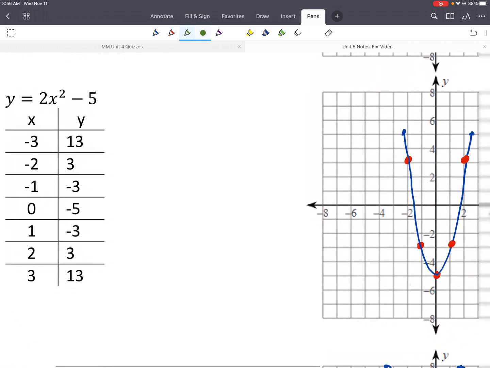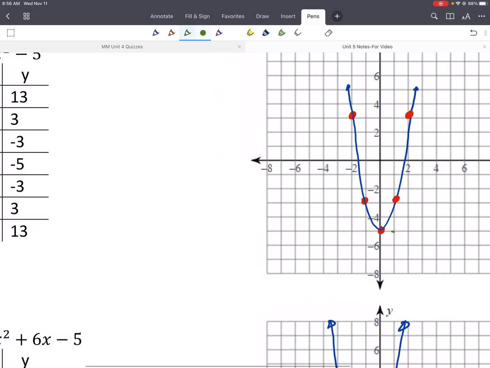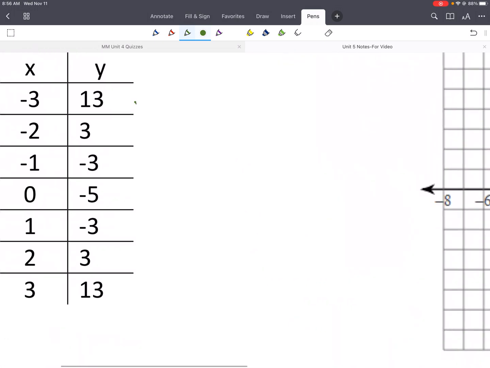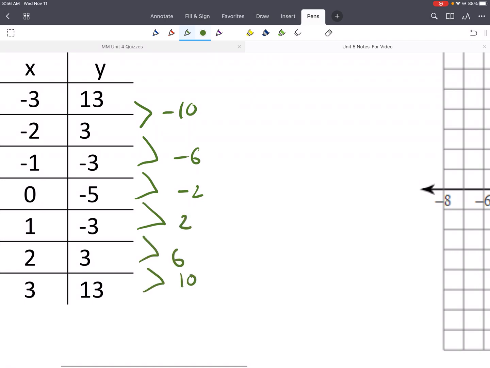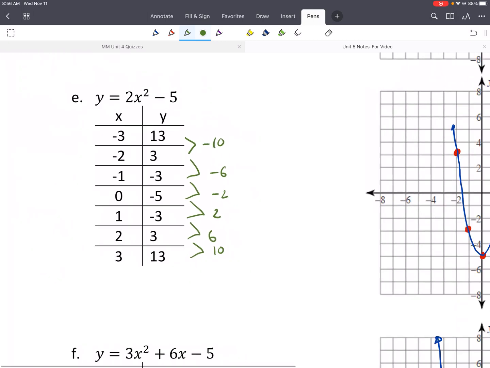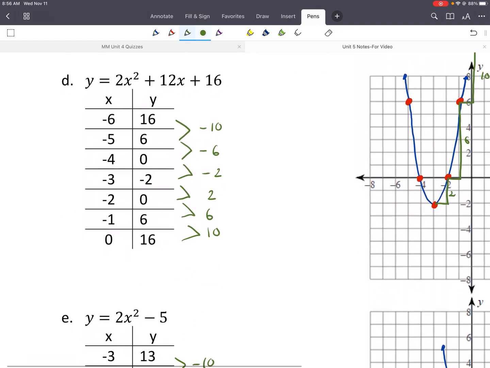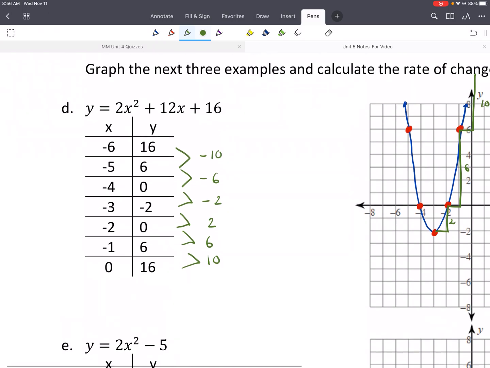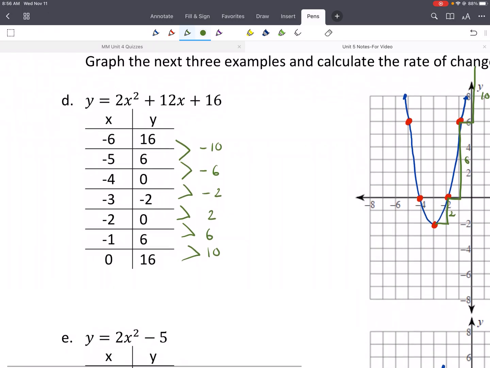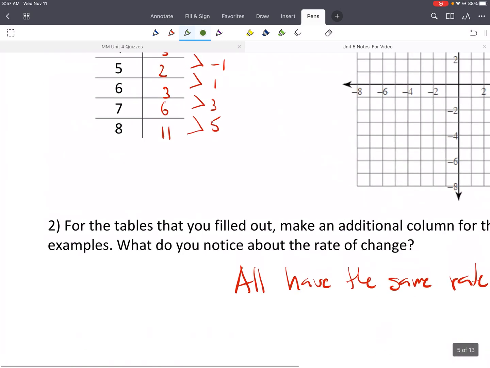Let's see if this one applies the same. So if we were to do over 1, or I guess we could just do it here. The differences here would be negative 10, negative 6, negative 2, 2, 6, and 10. So it has the same growth pattern as D. Okay, so what do you notice different between D and E? What do they have in common? And also, what's the difference between D, E, and these three? Okay.